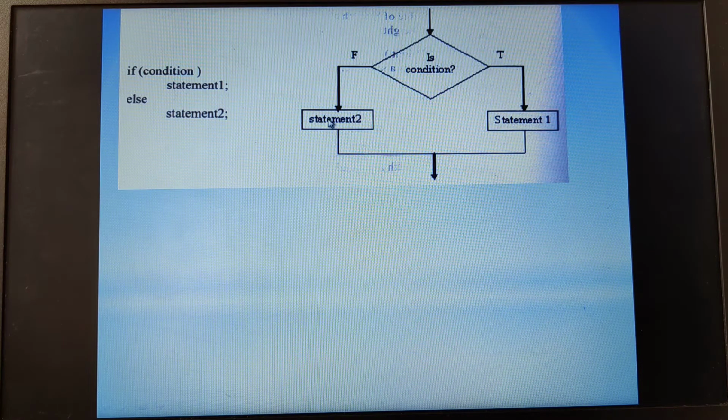If the condition is false, then statement 2 will be executed. Only the code which has been associated with the given condition will be executed. That means either the true statement will execute or the false statement will execute. Both statements can never be executed.